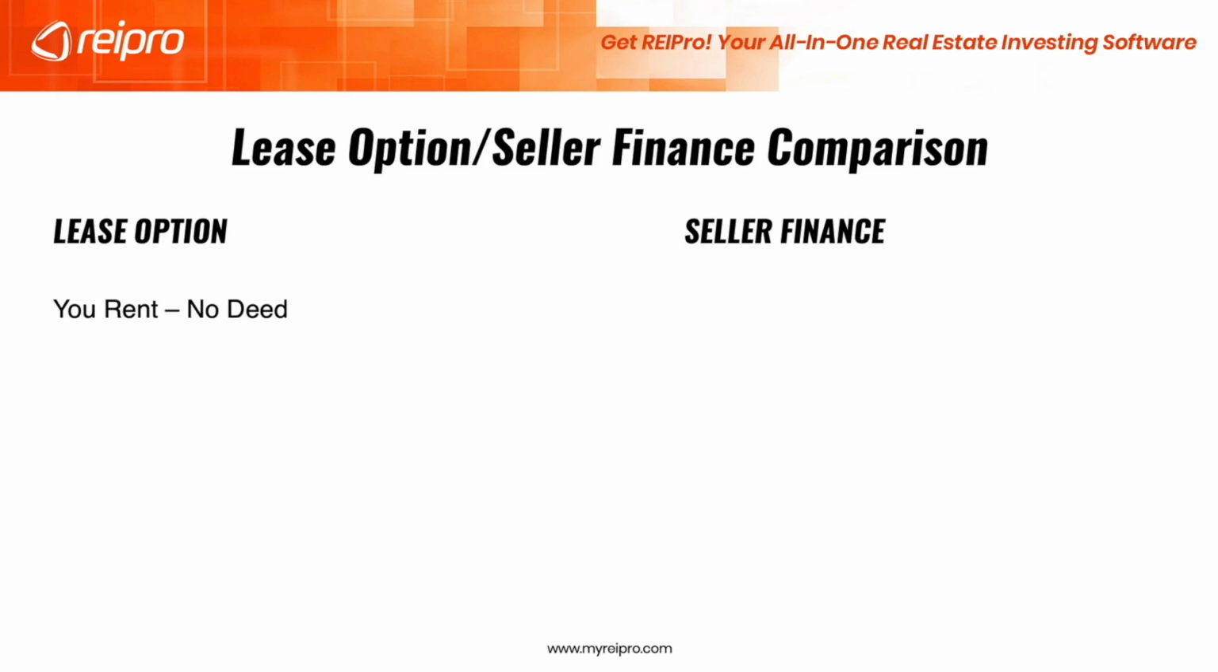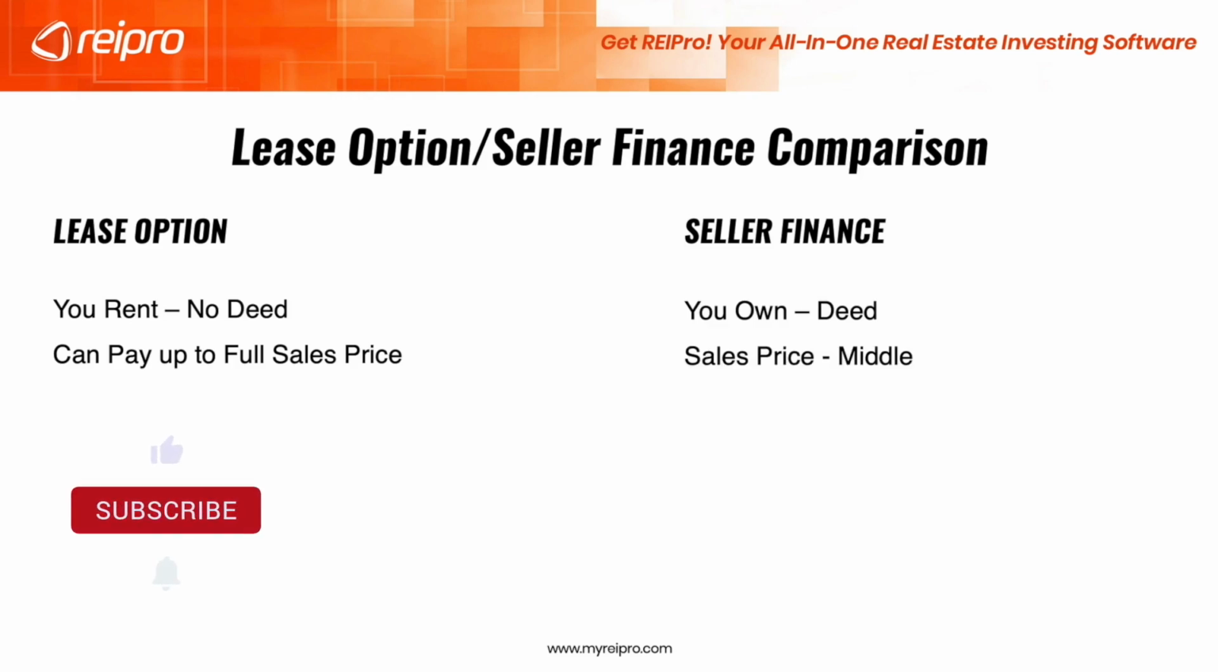So with a lease option, you are renting, so you do not have the deed, whereas with seller financing, you own the property and you have the deed. This is probably the biggest difference between the two. With lease options, you just have the option to buy, so you don't own it. With seller financing, you actually own the property, the same way as if you went down to the bank and received financing, went to closing with the seller, and the deed was transferred. You can pay up to full price with a lease option.